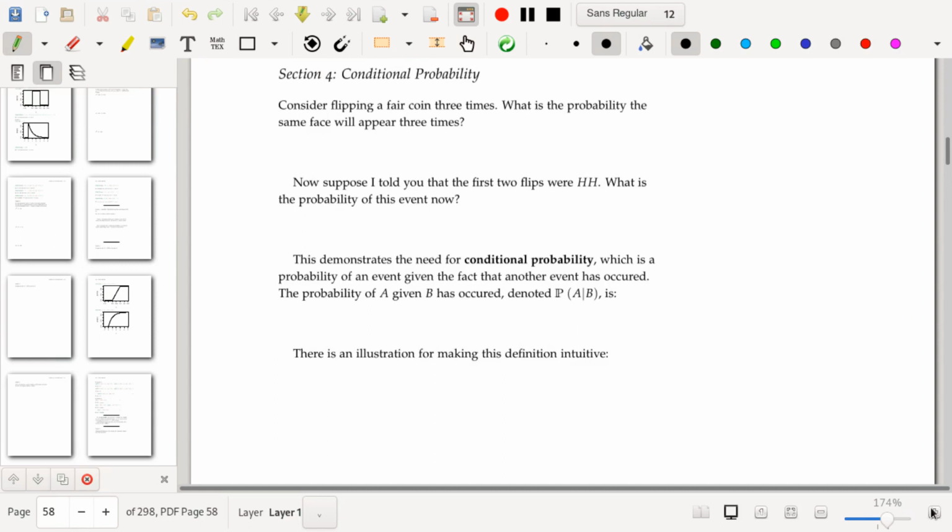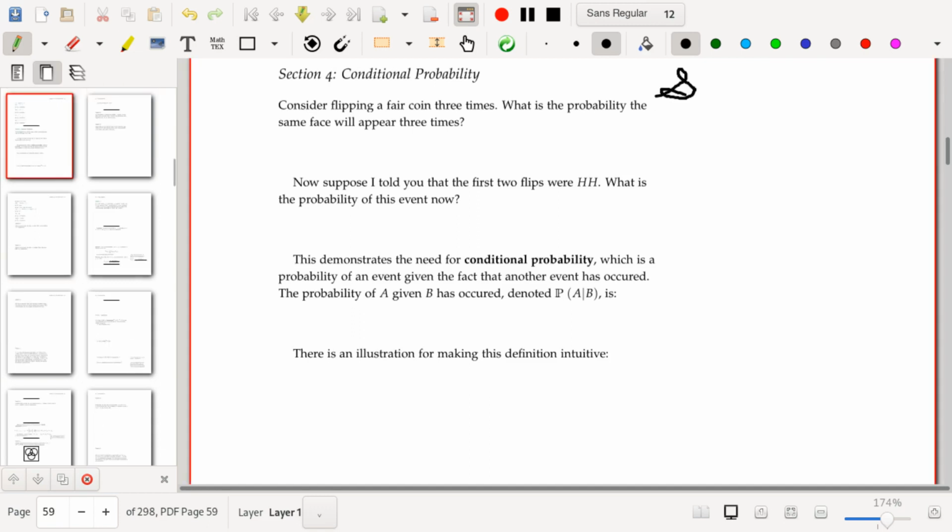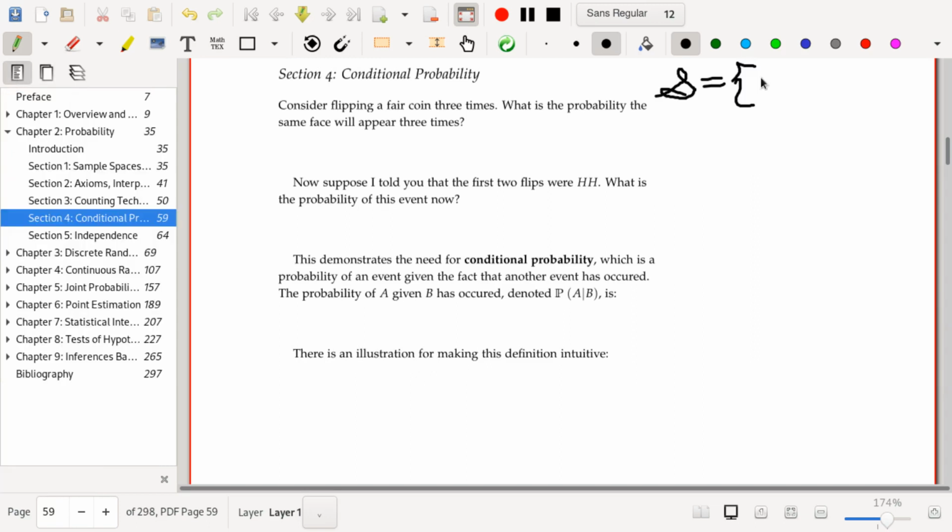Well, using some of the tools that we've seen before, we can consider the sample space as consisting of all the possible combinations of 3 coin flips, where we could have heads, heads, heads, heads, tails, heads, and so on, all through every single possible outcome of 3 flips. So maybe we'll end it with tails, tails, tails.